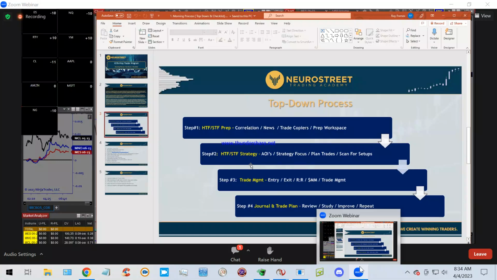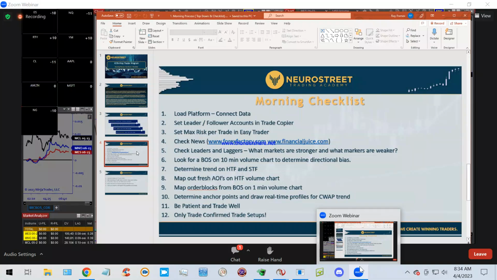Step 3, trade management. Once we're in a trade, always have an exit plan, whether that's a stop loss or a target. Manage that trade according to our trade plan and our risk parameters. Step 4 is journal and trade plan. So we'll review our trades, study our trades, improve and repeat, update our trade plan accordingly.